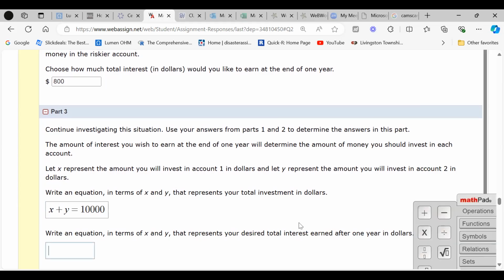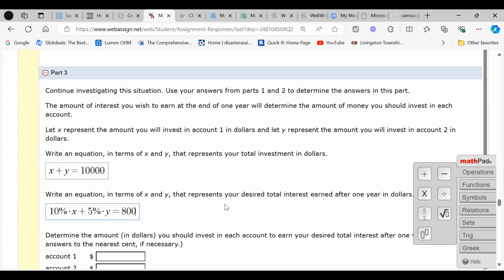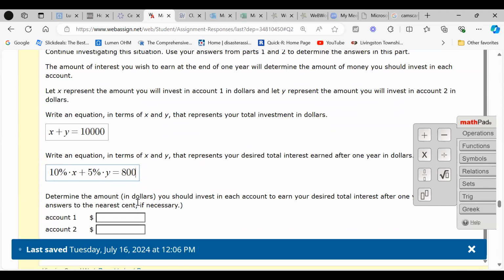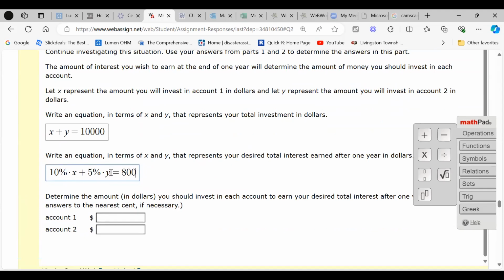Okay. So right now, our target interest is $800. So you do 10% times X, right? That's interest coming from account 1. 5% times account 2, Y, right? So that's equal to $800. Okay. Now, basically, you are solving this system of linear equations with two variables, X and Y. And you're going to determine how much money you put into account 1, how much money you put into account 2.